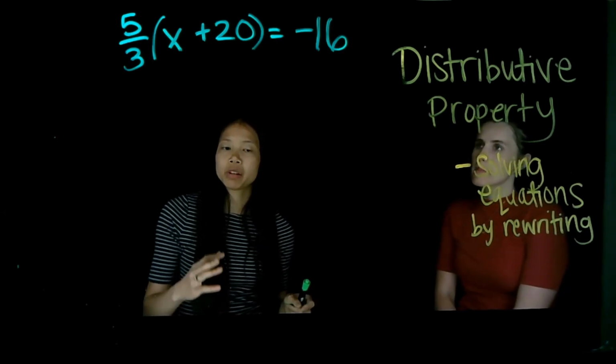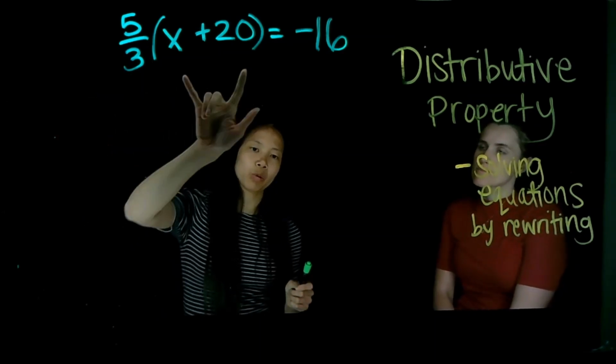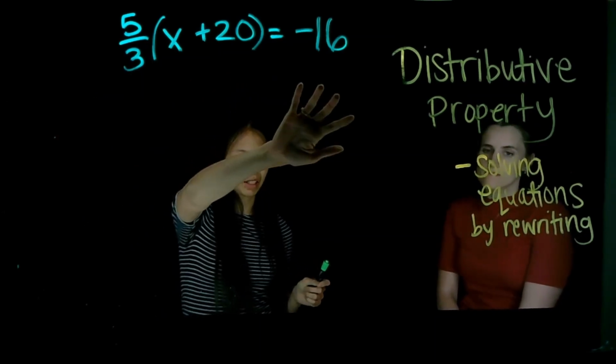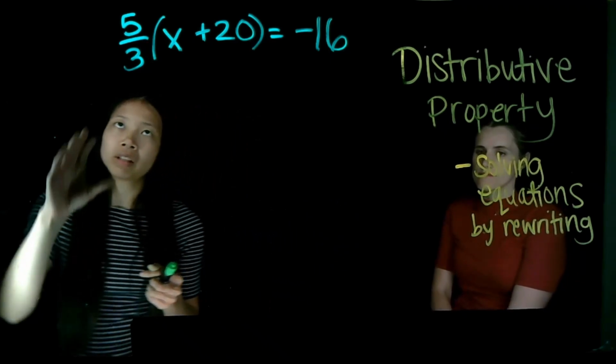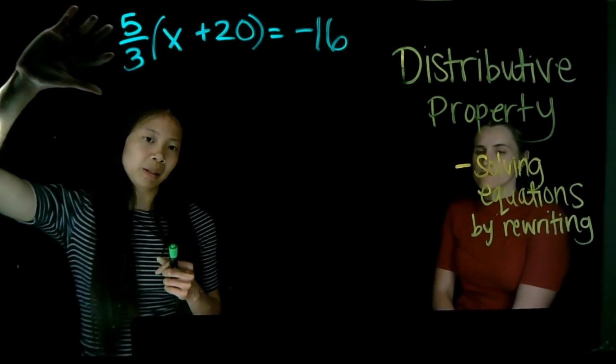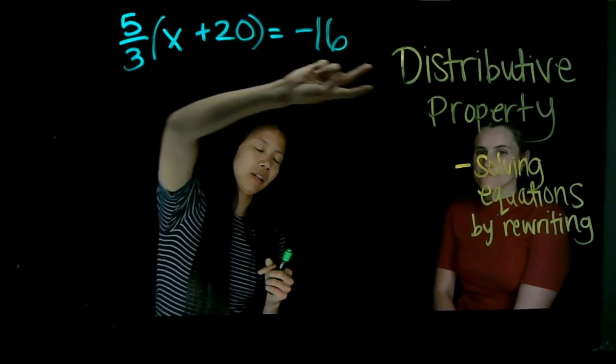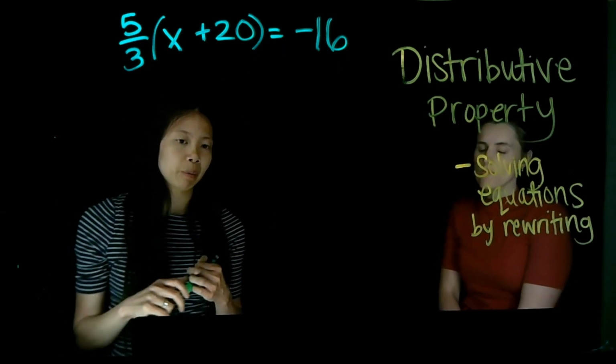All right, what if we have an equation that looks like this? 5/3 times the quantity x plus 20 equals negative 16. Now, we've shown you in a previous video that you can undo both sides by multiplying by the reciprocal. So you can multiply by 3/5 here and 3/5 here. But you can also use the distributive property to help you solve for this.